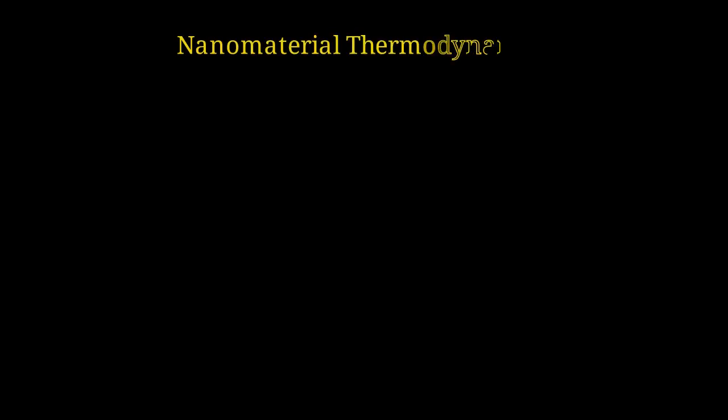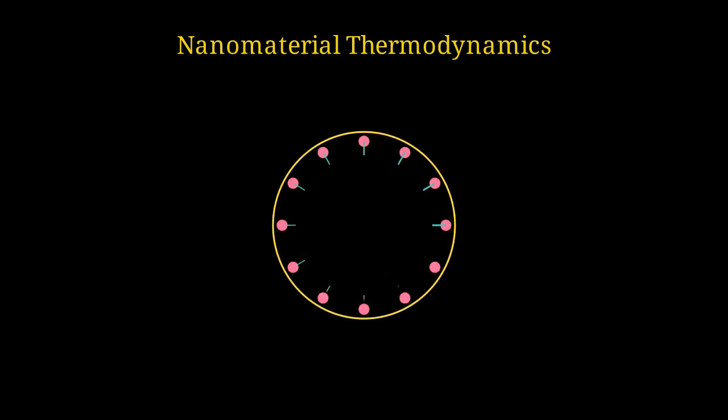Welcome to an exploration of how nanomaterials behave completely differently from bulk materials due to their enormous surface area. At the nanoscale, materials have an enormous surface-to-volume ratio, with most atoms sitting on the surface rather than in the bulk interior.